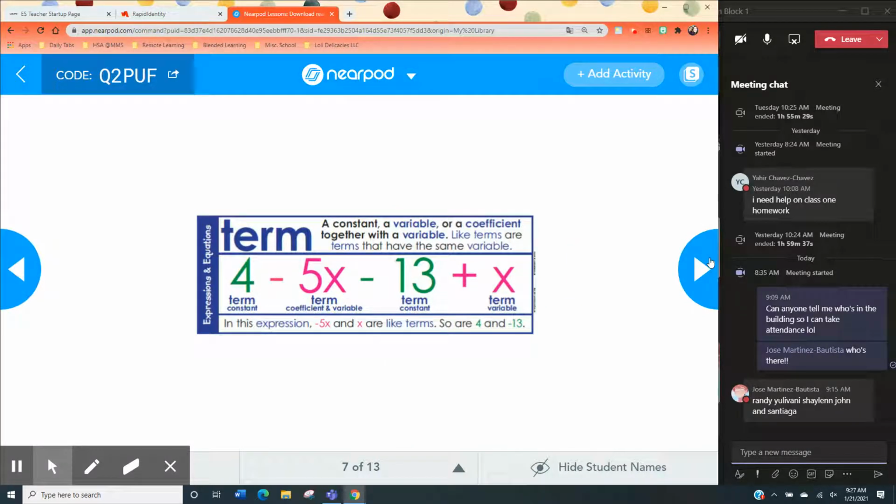Term. A term is a constant, a variable, or a coefficient together with the variable. Like terms are terms that have the same variable. So here in this example, all of these are terms. So 4, negative 5x, negative 13, and positive x. Those are all different terms. And I know you've all heard me use that word before.